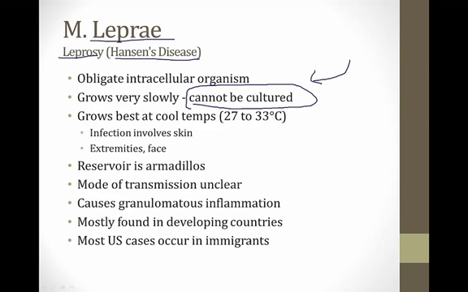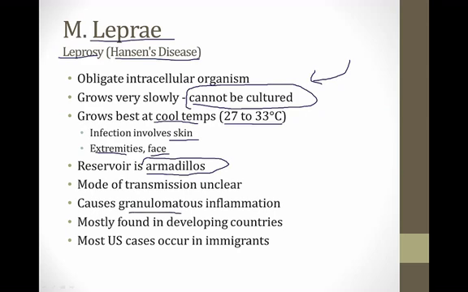It grows best at very cool temperatures, a little bit below normal body temperature, and this is why infection often involves the skin and the extremities and the face, because those places are furthest away from the organs and lots of heat, and therefore they tend to be cooler. The reservoir in the environment is armadillos, and the mode of transmission to humans is unclear.